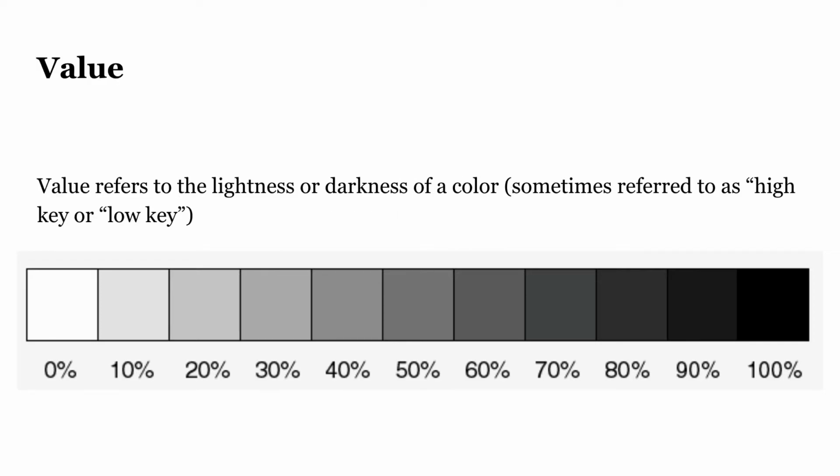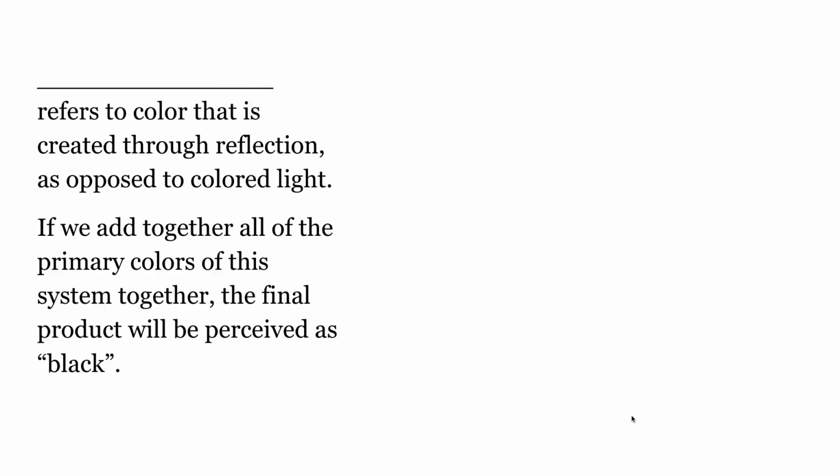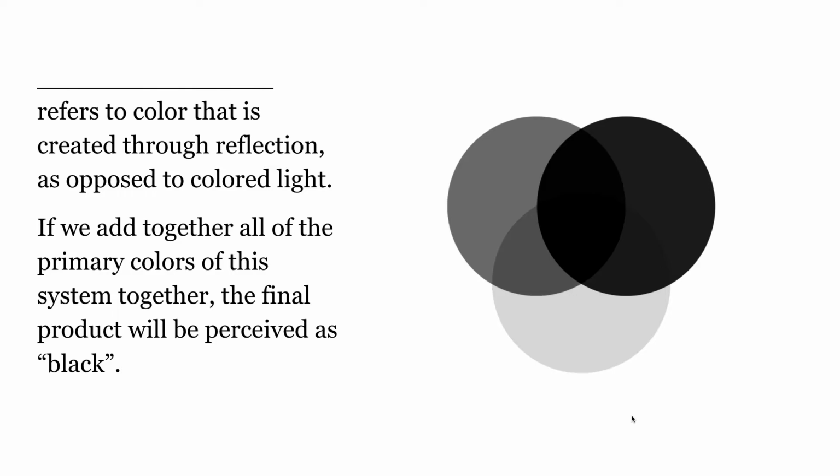So that's value. That refers to the lightness or darkness of a color. That's how we have the value scale down here. Next: this refers to color that is created through reflection as opposed to colored light. If we add together all the primary colors of the system, the final product will be perceived as black.